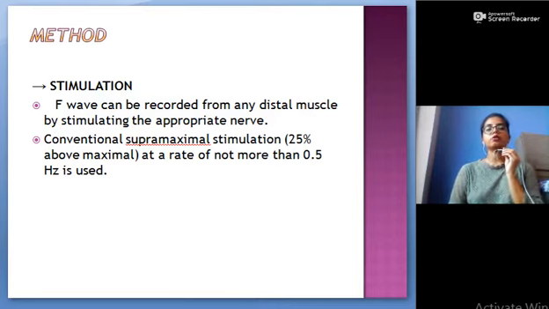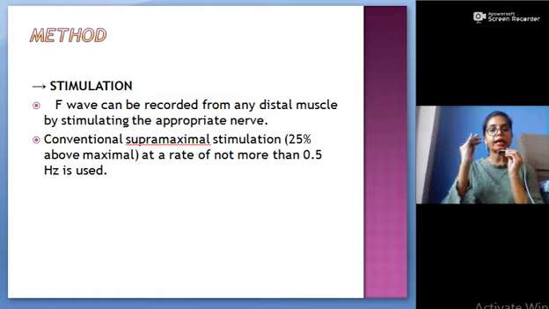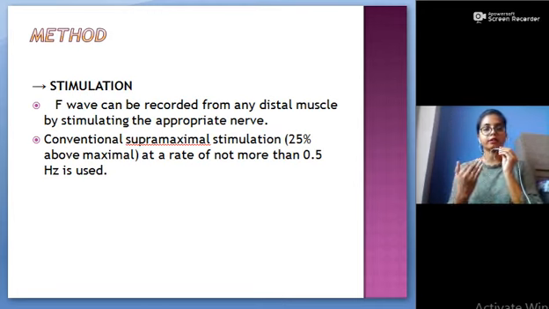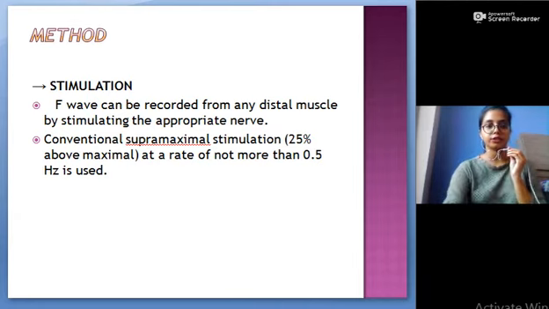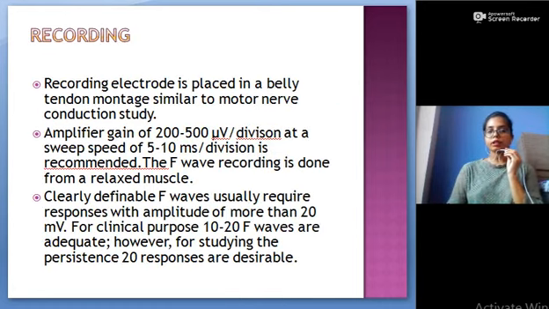The conventional supramaximal stimulation is 25% above. Maximal stimulation and 25% above that maximal stimulation is known as supramaximal stimulation. And the frequency, or the rate you can say, is not more than 0.5 hertz. Why? Because the rate is kept at a particular fixed value to prevent any overlapping responses from the previous stimulation.